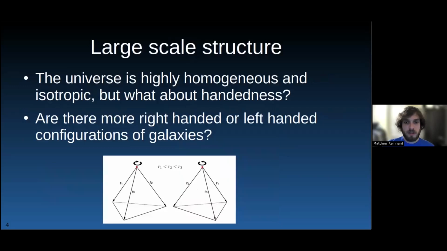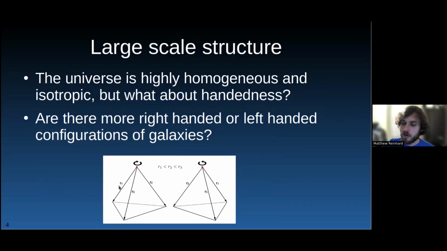So we know that on large scales, our universe is highly homogeneous and isotropic. But what about handedness? So we can actually define the handedness of a group of 4 galaxies in the following way. Let's consider sitting on one galaxy. We'll call that our primary, and that'll be represented by this red dot over here. And we're going to draw vectors to 3 other galaxies, with R1 being the vector to the closest of the other 3, R2 being the vector to the next closest, and R3 to the furthest galaxy.